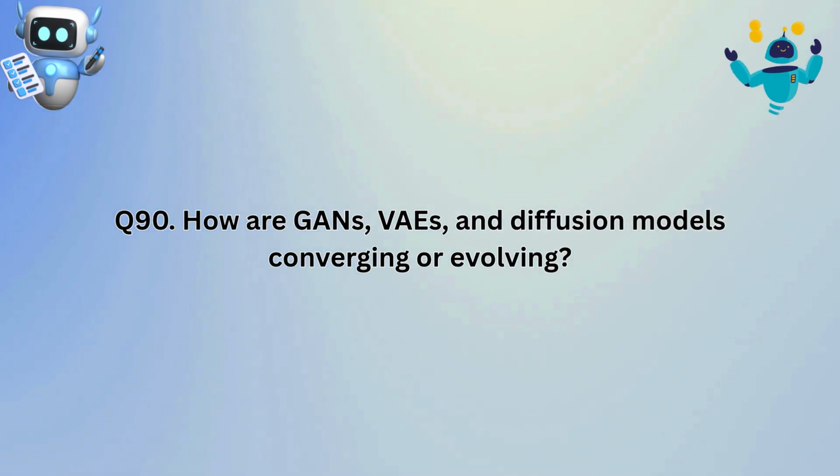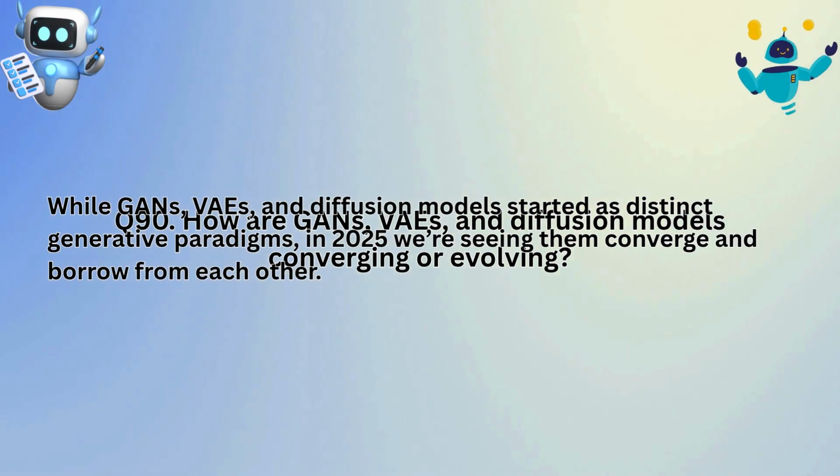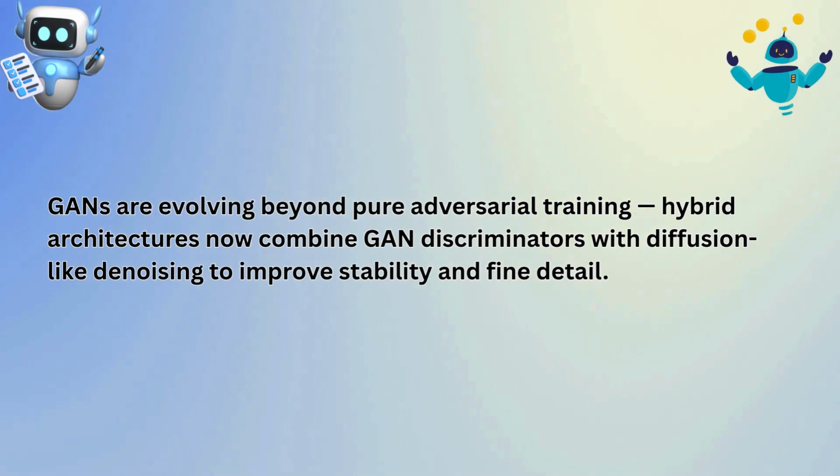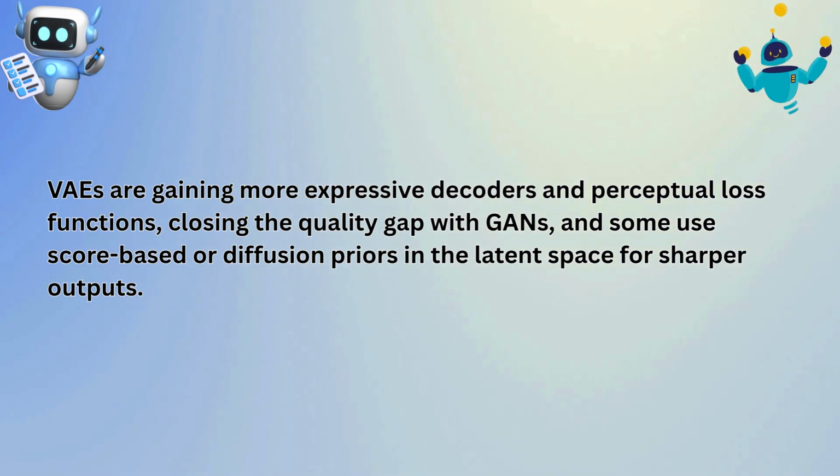How are GANs, VAEs, and diffusion models converging or evolving? While GANs, VAEs, and diffusion models started as distinct generative paradigms, in 2025 we're seeing them converge and borrow from each other. GANs are evolving beyond pure adversarial training. Hybrid architectures now combine GAN discriminators with diffusion-like denoising to improve stability and fine detail. VAEs are gaining more expressive decoders and perceptual loss functions, closing the quality gap with GANs, and some use score-based or diffusion priors in the latent space for sharper outputs.